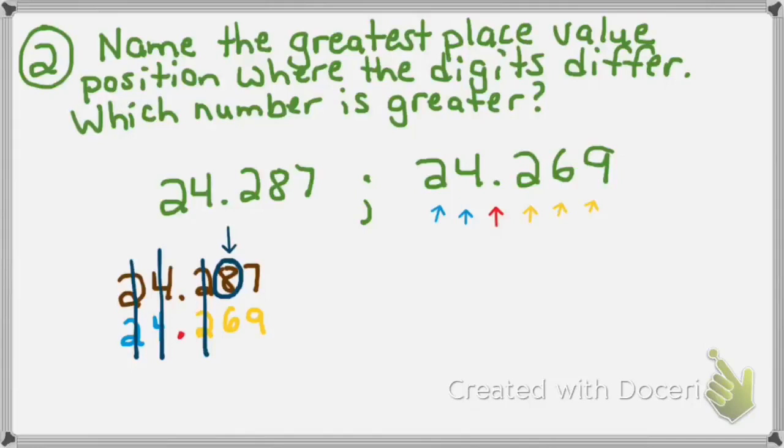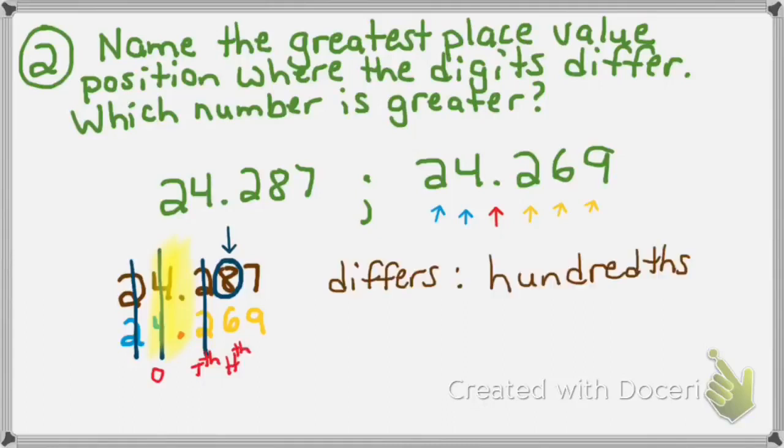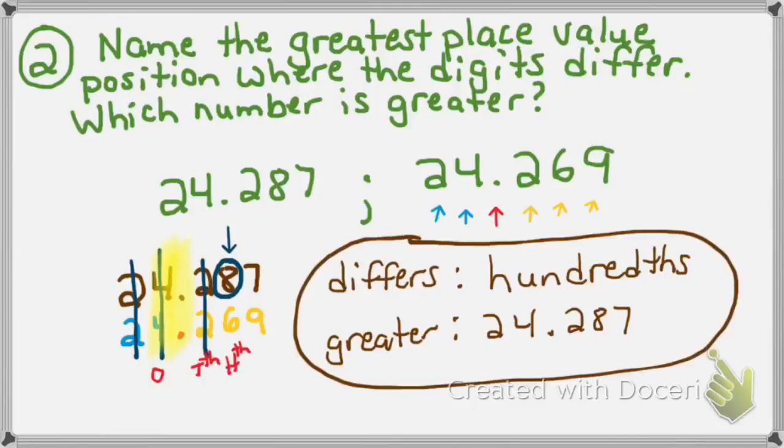I need to know the place value position where they differed, so I need to figure out what column the 8 and the 6 are in. So I always highlight my ones column, which comes just in front of my decimal. After the ones would come the tenths, I'll label it T with a TH, then comes the hundredths. So these numbers differ in the hundredths column. Then I needed to know which number is greater, and since I always circle my greater number and I circled the 8, that first number is my greater number, which is 24 and 287 thousandths.